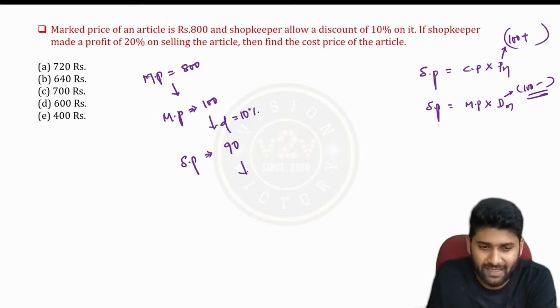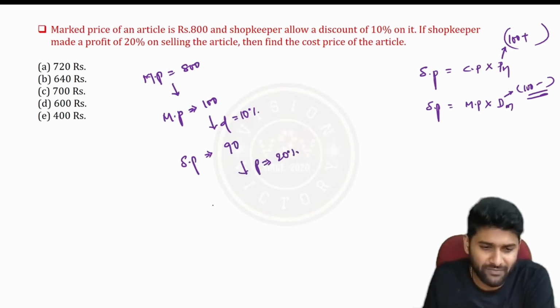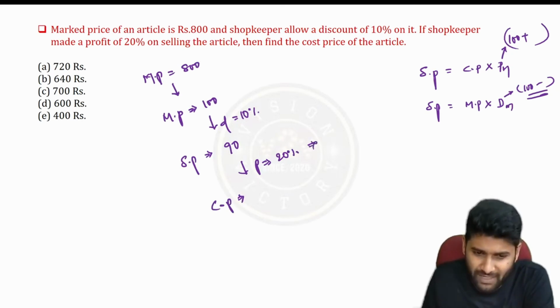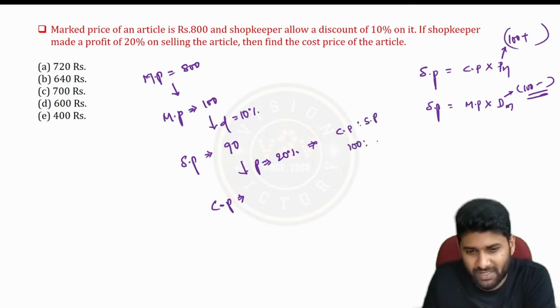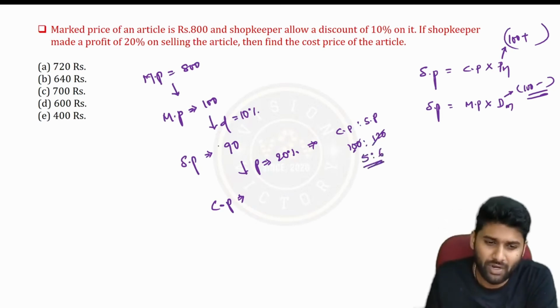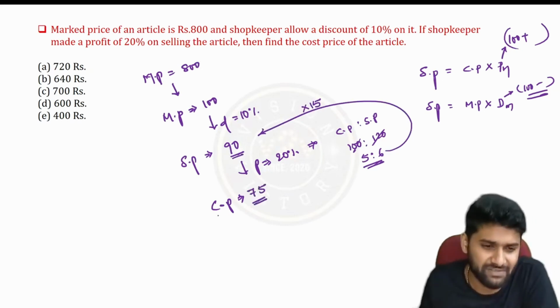While selling at 90, a person earns a profit of 20%. If he earns a profit of 20%, what about the cost price? Now you can compare in this way. If the cost price is 100 units, they will get a profit of 20%. What is the respective ratio here? 5 is to 6. Now, you already know that the selling price is 90 units. If 6 becomes 90 units, each value is multiplied by 15. Now you will get that the cost price of the article is 75.